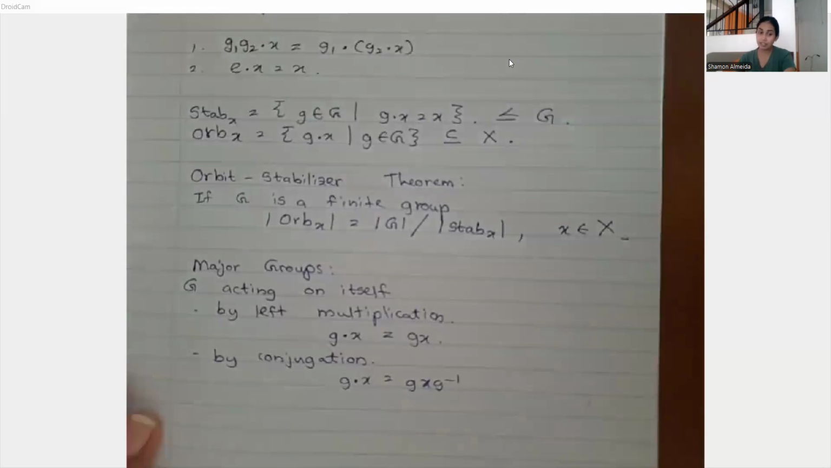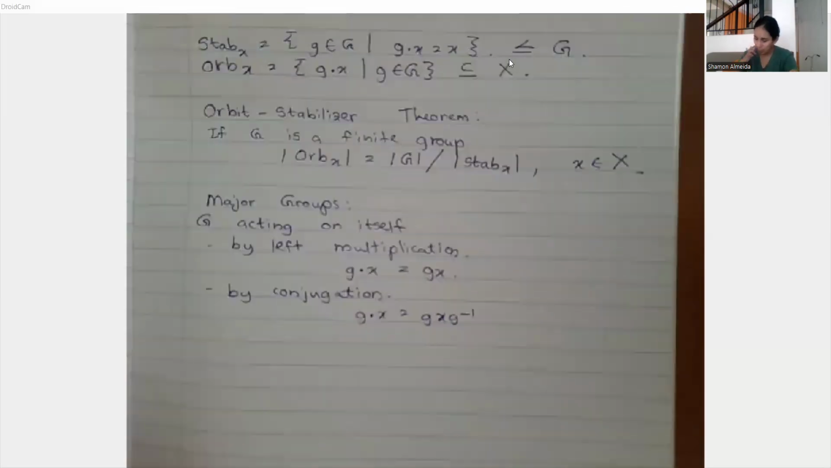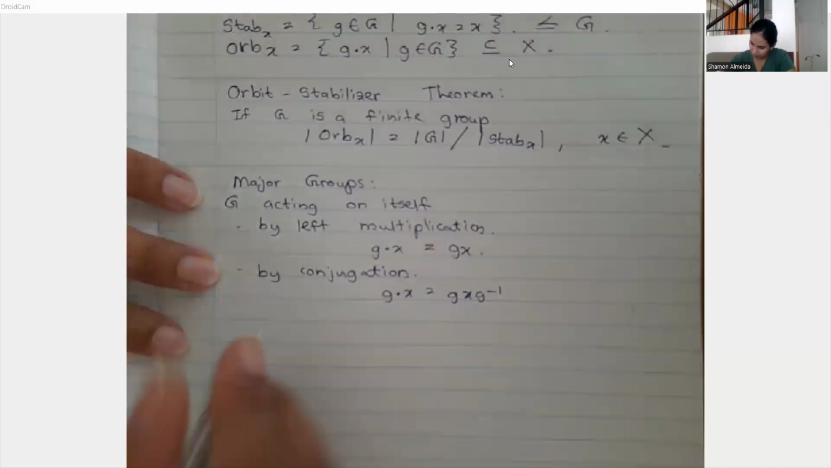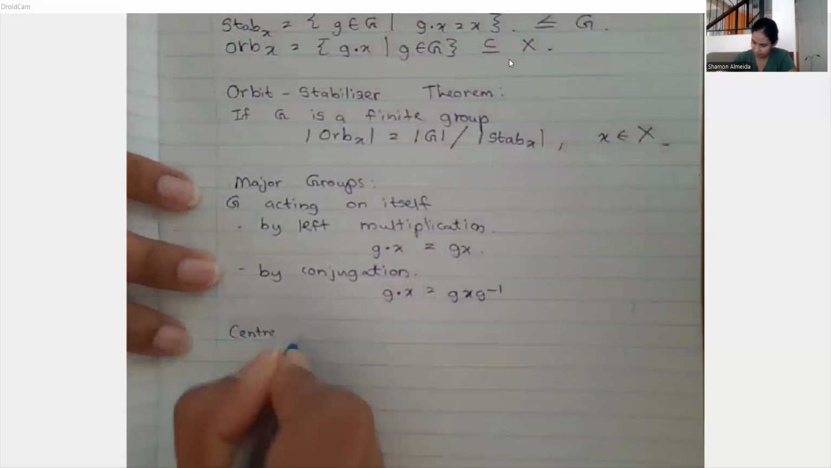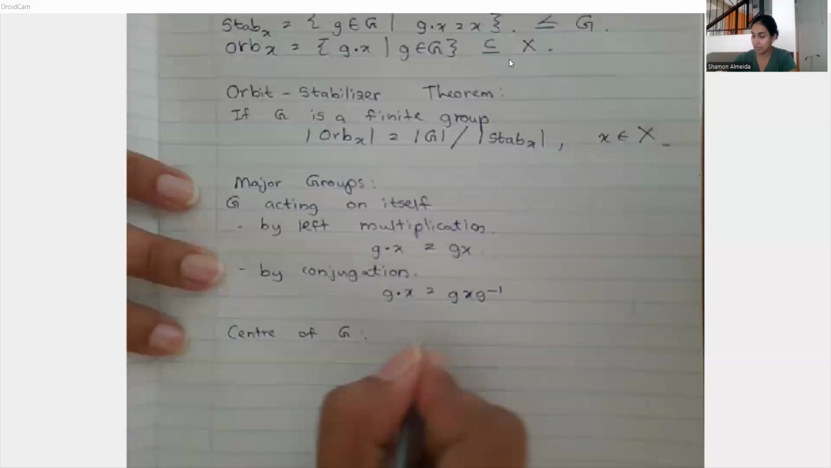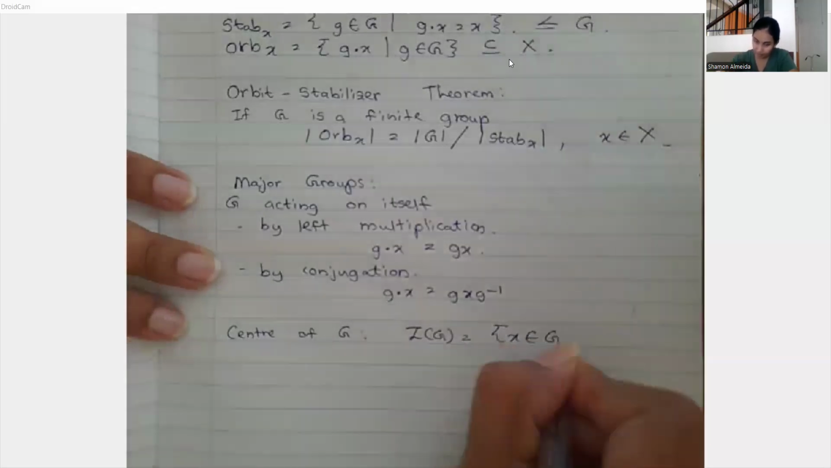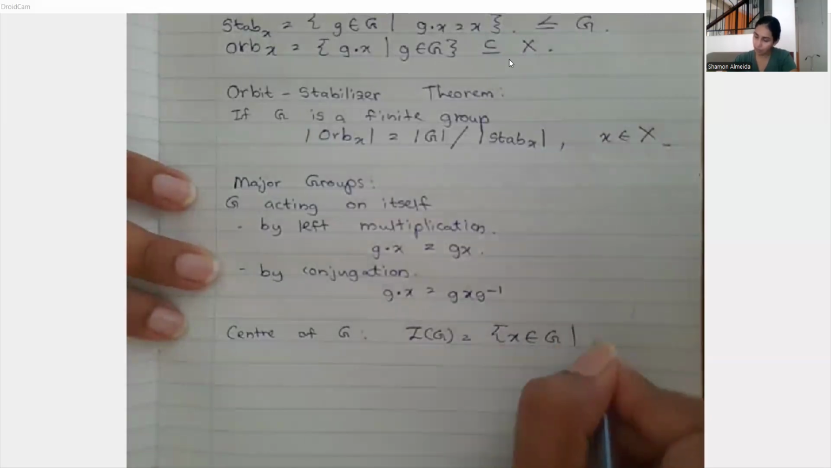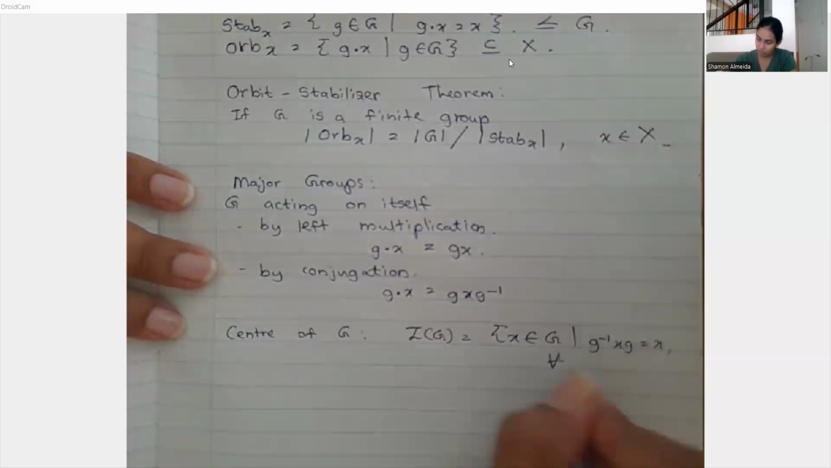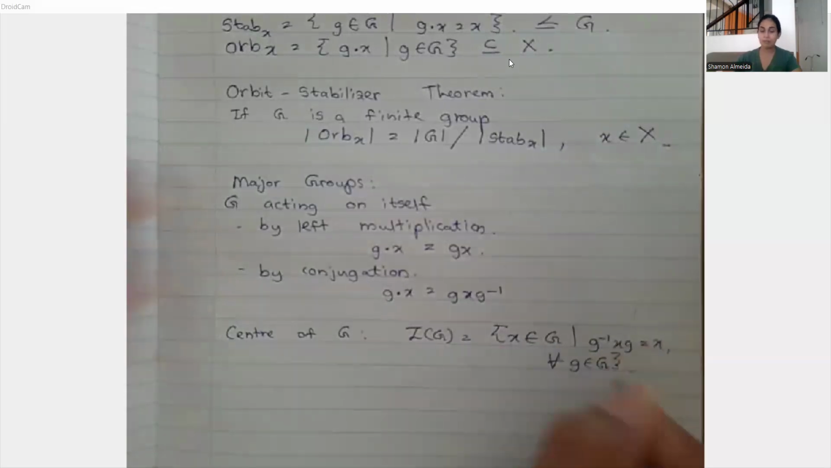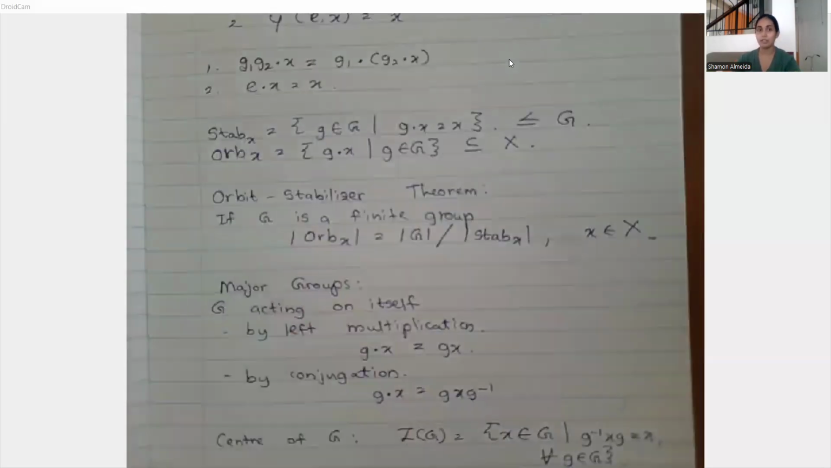And then we also defined the center of G, denoted by Z of G, to be the set containing X in G, where Gx is equal to Xg for every G, or you can simply write G inverse X g is equal to X for all G in G. This is what we call the center of G, and it's a normal subgroup in G.